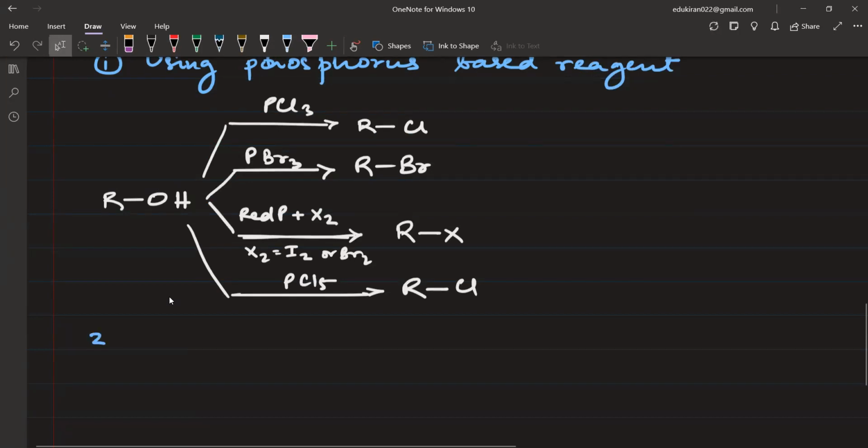After this, you will write the B part. Using thionyl chloride.